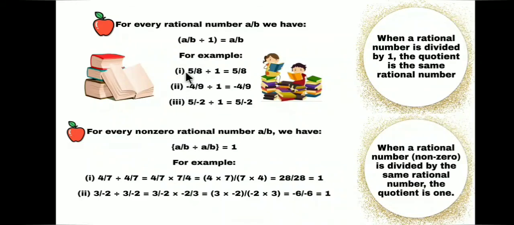Example, 5 upon 8 divided by 1 is equal to 5 upon 8 into 1, which is equal to 5 upon 8. Minus 4 upon 9 divided by 1 is equal to minus 4 upon 9 into 1 upon 1, which is equal to minus 4 upon 9. 5 upon minus 2 divided by 1 is equal to 5 upon minus 2 into 1 upon 1, which is equal to 5 upon minus 2. So whenever we divide any rational number by the number 1, we get the same rational number as the quotient.